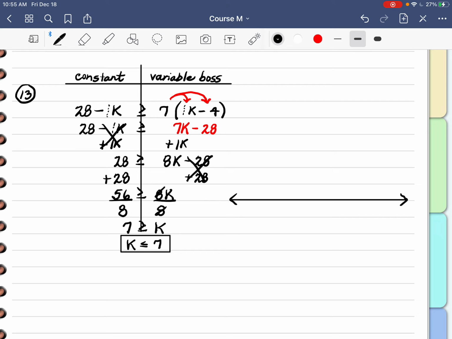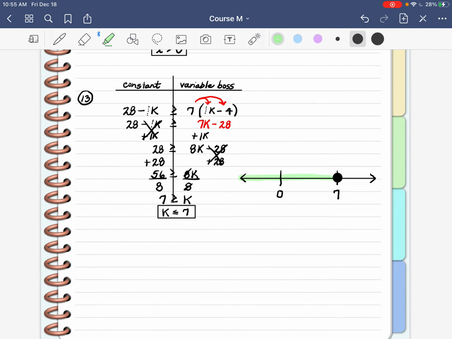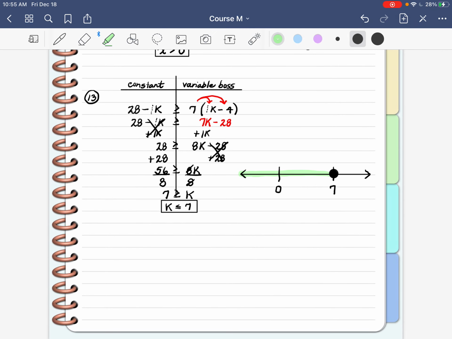Okay, so we are looking at 0 as a reference. Positive 7 is up here. That's where the interval starts. It is a closed interval. And we shade below the closed interval. That was a tough one, guys.